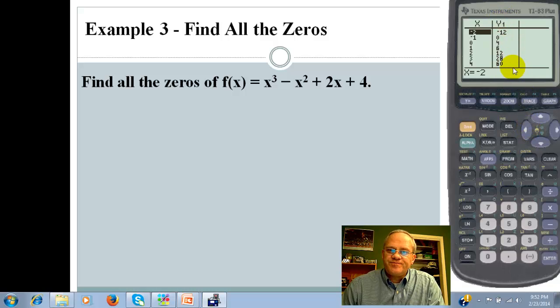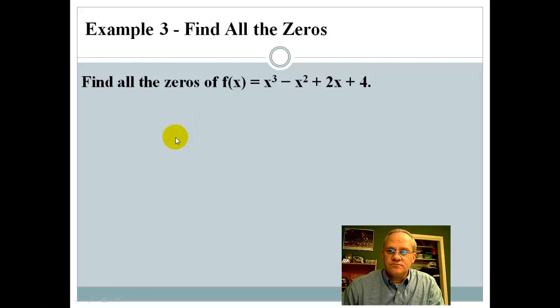So let's look at our table. What I'm looking for here is in the y column, I'm looking to find a 0. As a matter of fact, I can't draw on the calculator here, but it's right here. So at this 0, that means that's a 0 or a root. So first of all, that means -1, I think, is one of our zeros.